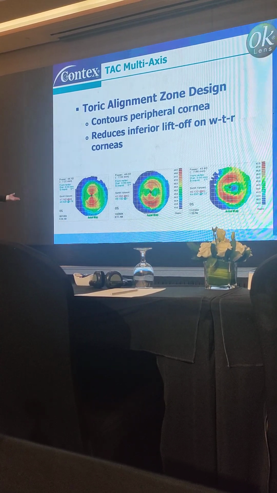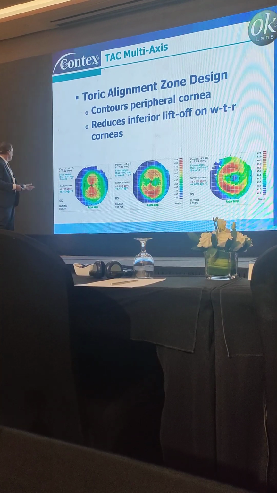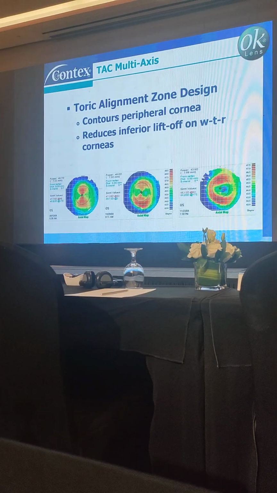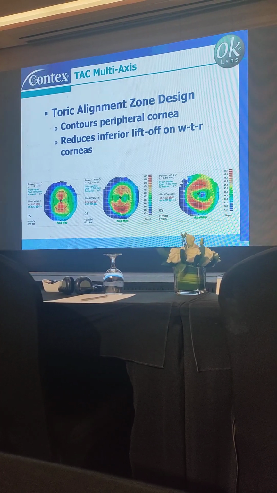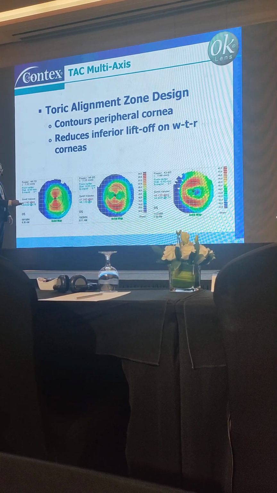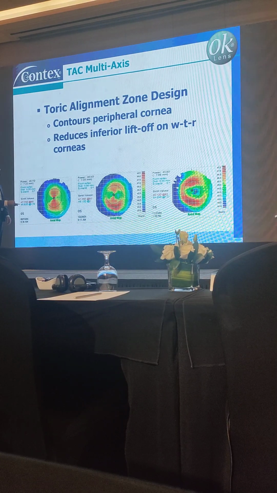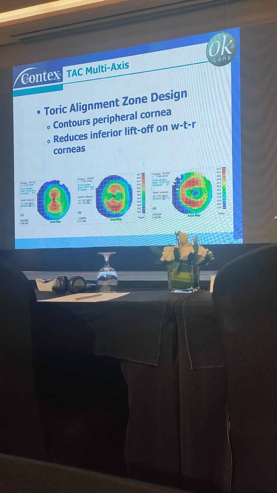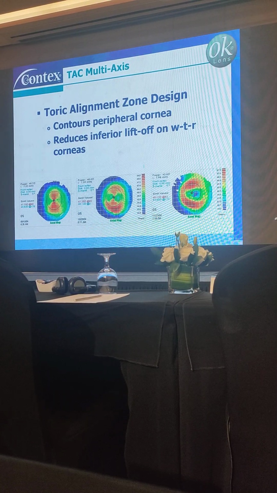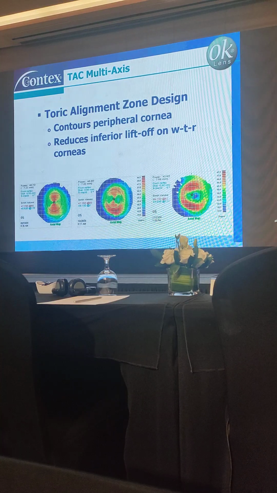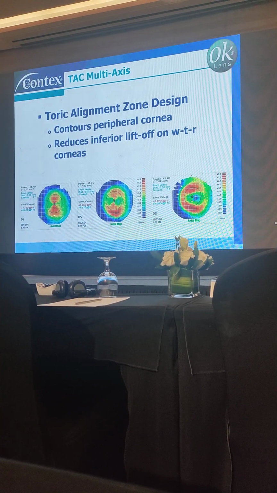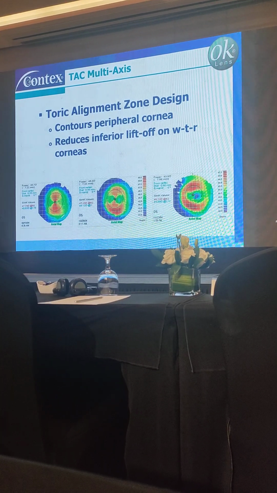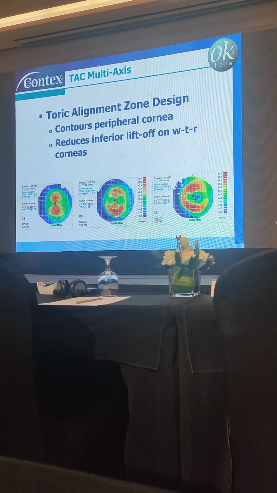Okay, so here's the toric alignment zone design. I don't know, are these Humphrey maps, I think? These are pretty old. Look at the date on that. I wish I was back in 2004. So that's how long we've been doing toric lenses. Over 20 years we've been doing these. And this is central astigmatism, right? Central astigmatism. So all we need is toric alignment zones on this. We don't need toric reverse curves and that.